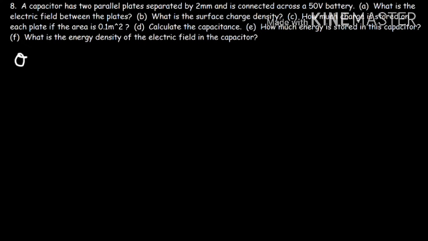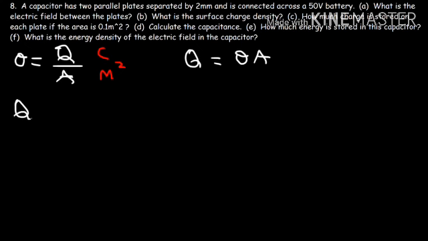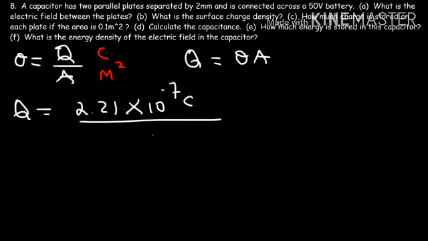Well, we know that sigma, the surface charge density, is Q divided by A. Q is the electric charge measured in coulombs. A is the area in square meters. So that's why sigma is coulombs per square meter. So we could find a charge by multiplying the surface charge density by the area. So Q is equal to sigma, which is 2.21 times 10 to the minus 7 coulombs per square meter. And the area is 0.1 square meters.